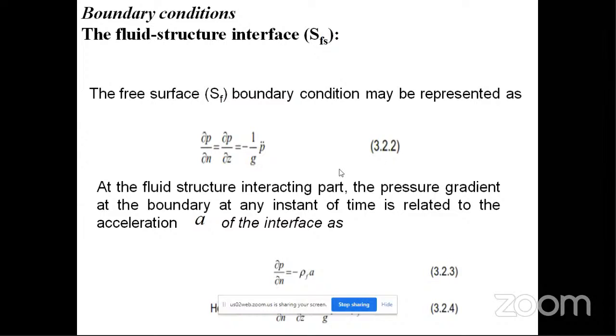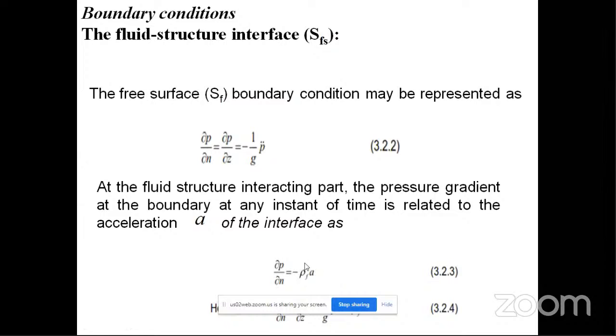Okay. And the fluid-structure interacting part, where the fluid is interacting with the structure. Here, the normal gradient of the pressure is minus rho f times a, where rho f is the density of the fluid, and a is the acceleration of the plate.